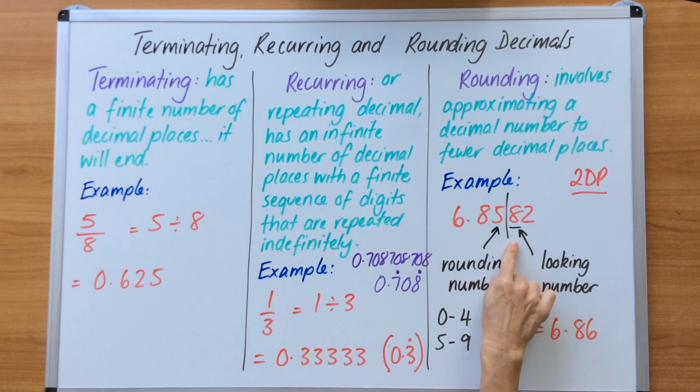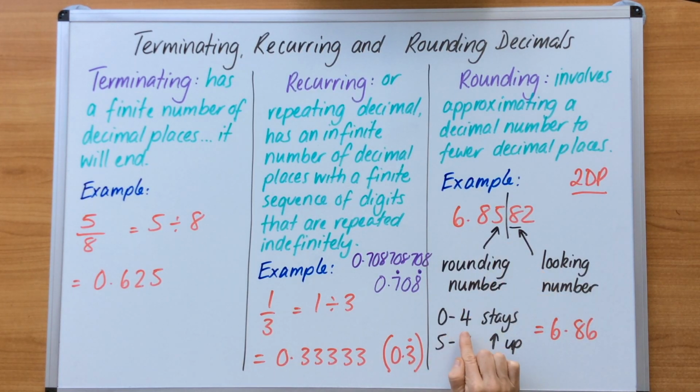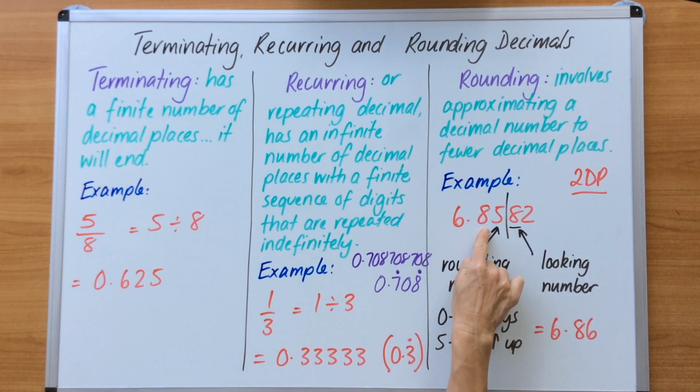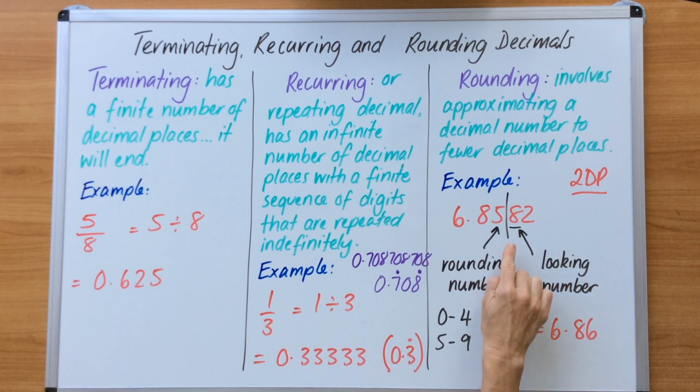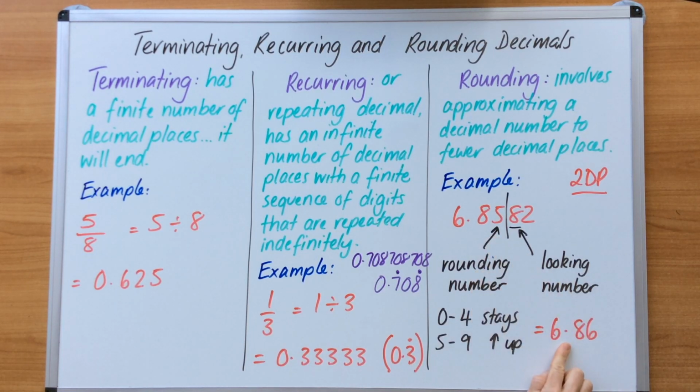So if this looking number sits between 0 and 4, this rounding number stays. If this looking number sits between 5 and 9, the rounding number will go up. So this number 8 sits between 5 and 9. It tells me that the rounding number will go up, and the answer is 6.86.